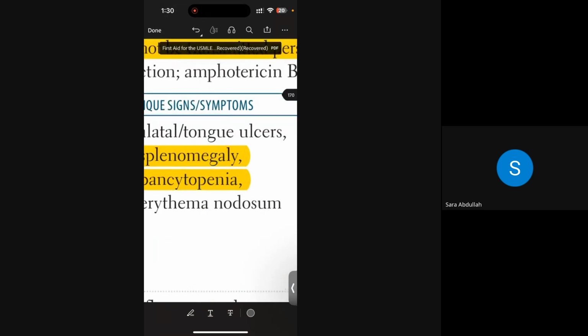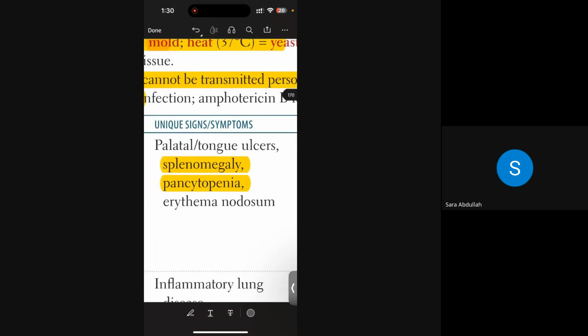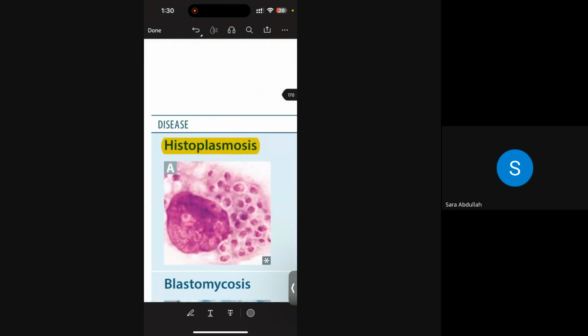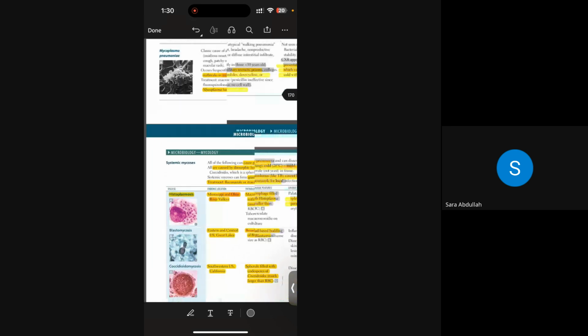See the signs and symptoms of Histoplasma. There is splenomegaly, there is pancytopenia. All of these can be explained by Histoplasma. Okay, got it. Thank you.